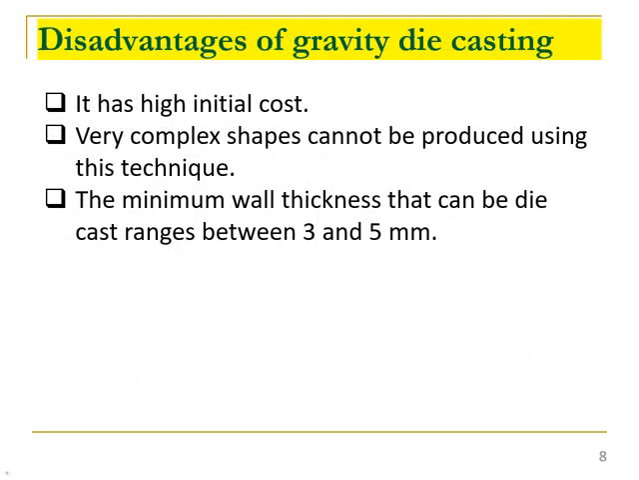The process has the following key disadvantages. It has a high initial cost. Very complex shapes cannot be produced using this technique. The minimum wall thickness that can be die cast ranges between 3 and 5 mm.